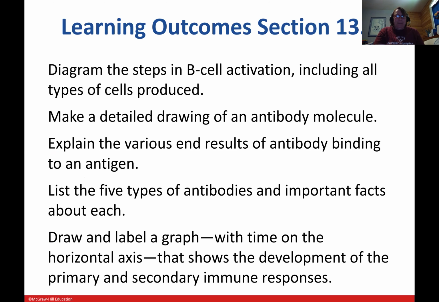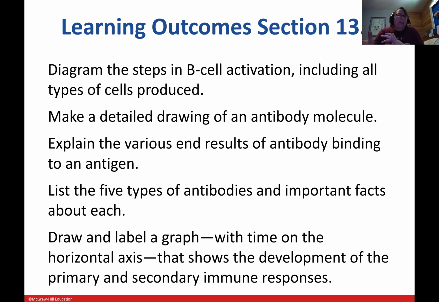Okay, 13.5. So we're going to look at the steps in B cell activation. We've just talked all about T cells, so here's the other half of adaptive immunity, including all of the different types of B cells that are involved. We're going to be looking at antibody molecules in great detail to understand how they function, and explain the various end results of what happens when an antibody binds to an antigen. We're going to list the 5 different classes of antibodies and important facts about each.